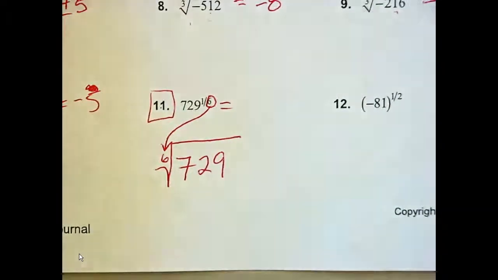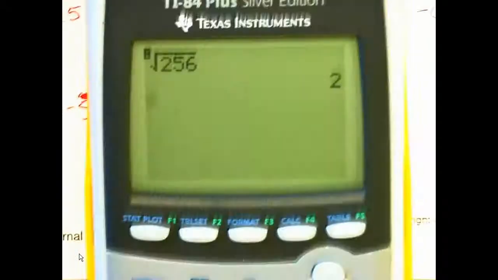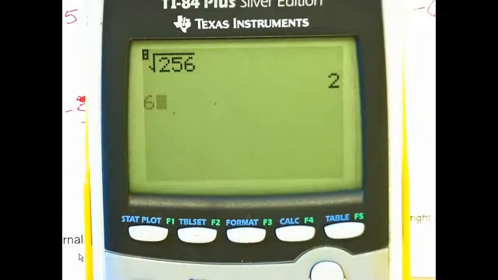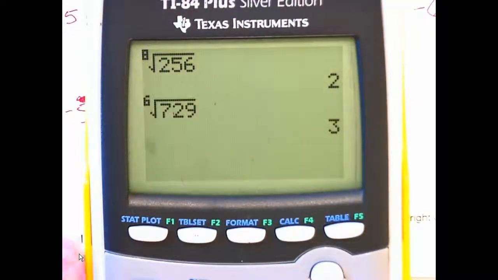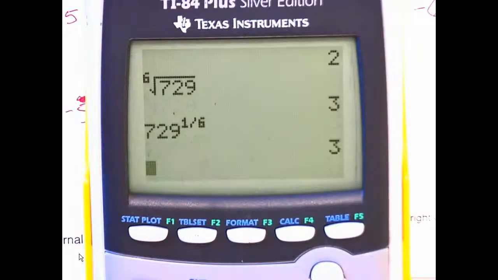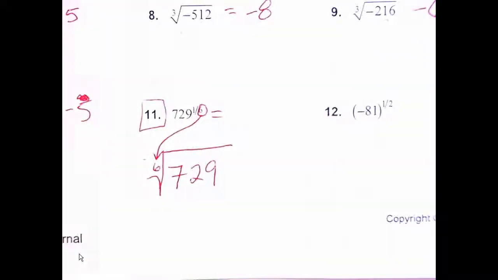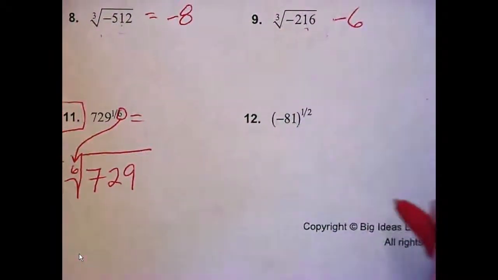So if you actually, on your calculator, did 6, math, option 5, and put 729, that gives you that. And it's the same thing as if you did 729 raised to the 1/6 power. You get the same thing. Those are the same answers. They mean the same thing. I like the second way. You don't have to. That's tough, too.